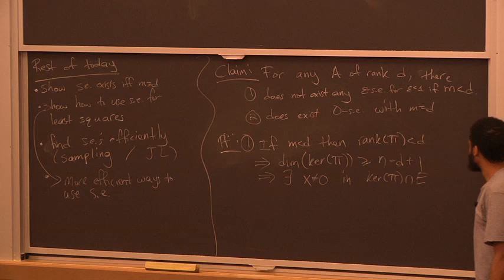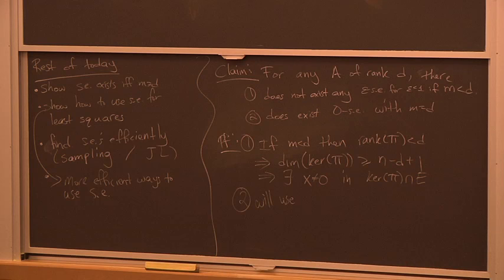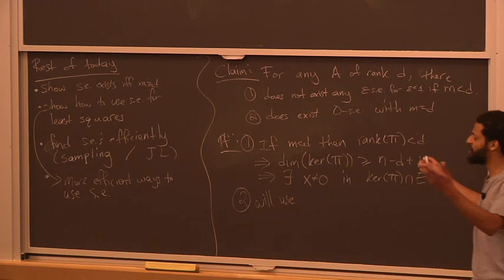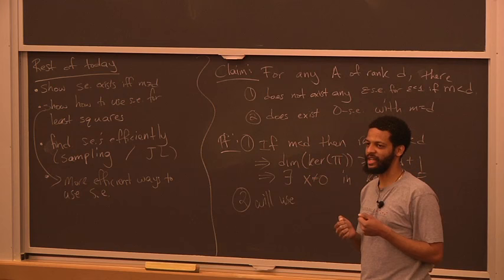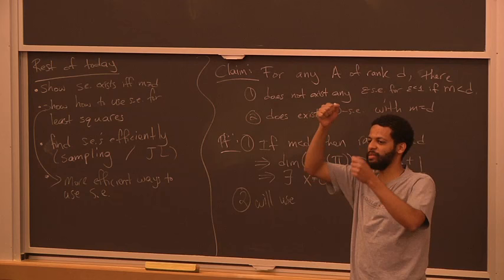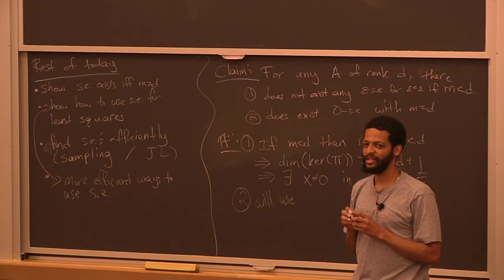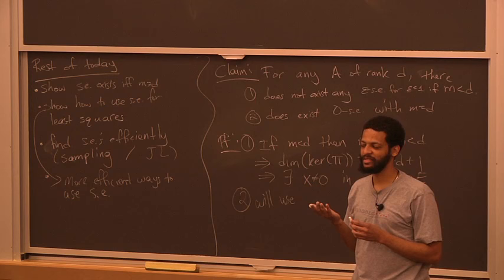Okay. How about two? Why does there always exist a zero subspace embedding with m equals d? Well, the picture to have in mind is just that we have a d-dimensional subspace of R^n, right? So here's what pi is going to be. It's going to be the product of two matrices. The first matrix to act on the vector will just rotate the subspace. It's a rotation matrix. It'll rotate the subspace so that it becomes the subspace spanned by e_1 up to e_d. And then the second matrix will just project onto the first d coordinates.